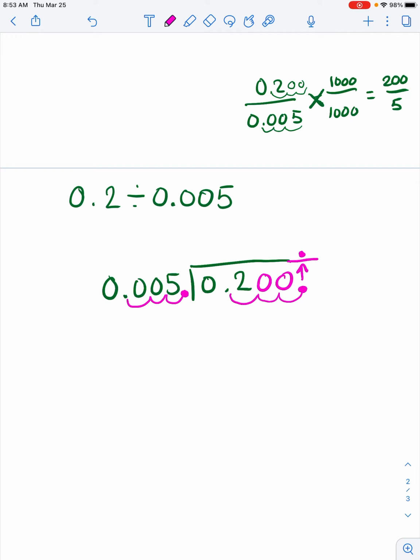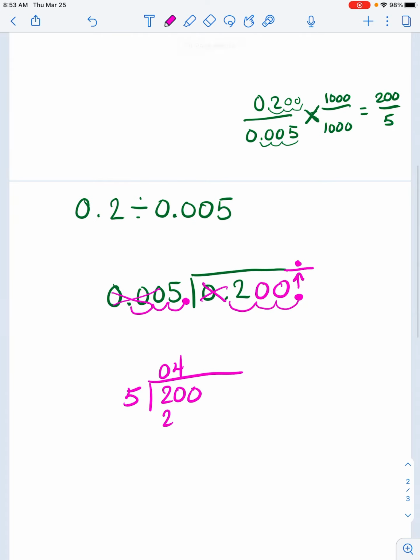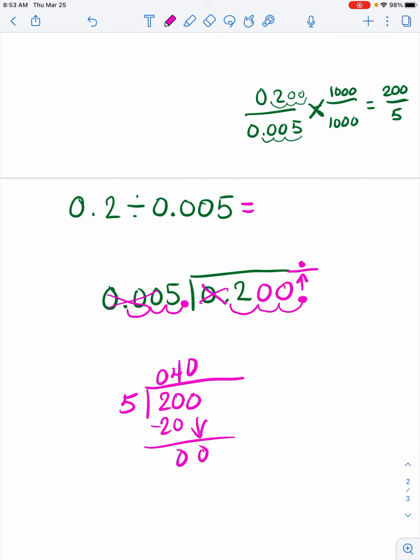Now, once I move that decimal point, we forget about this, okay? And we forget about this. So if you want to rewrite this, this now becomes 200 divided by 5. And 5 doesn't go into 2, it goes into 20 4 times. And bring down the 0 and pop it up there to hold the place. And so our answer is going to be 40. Let's check.